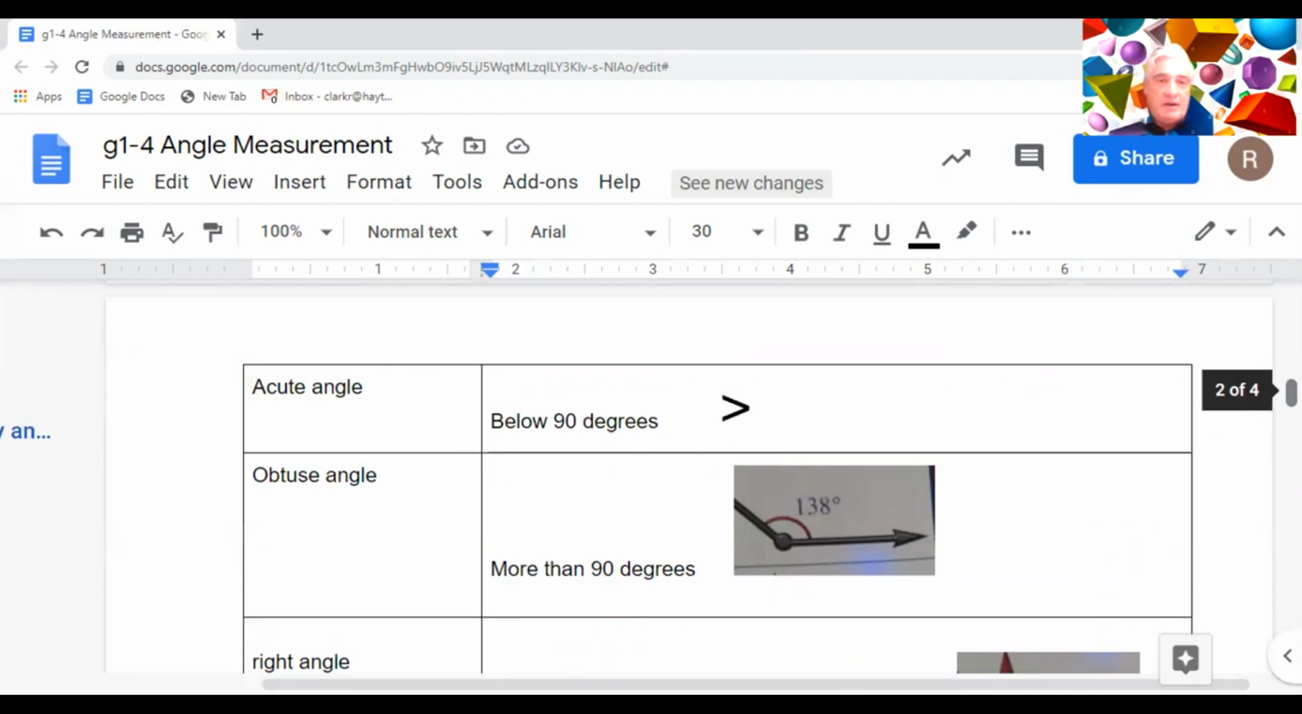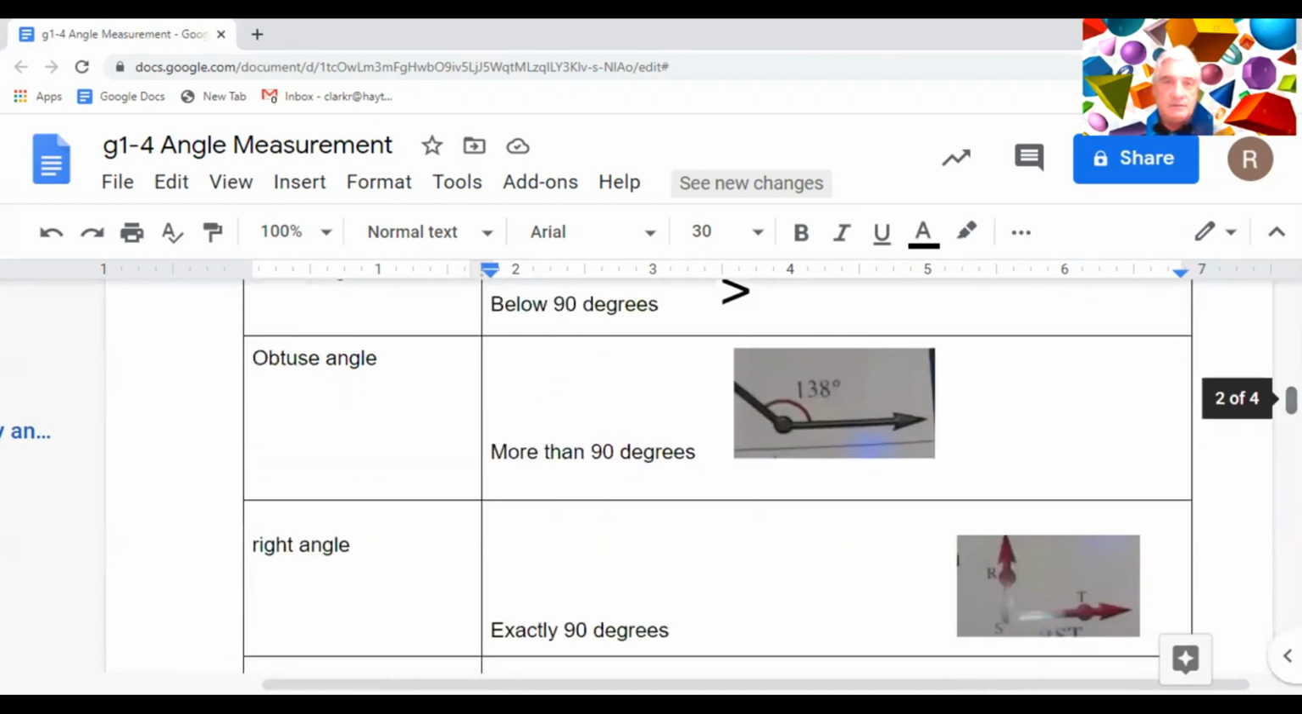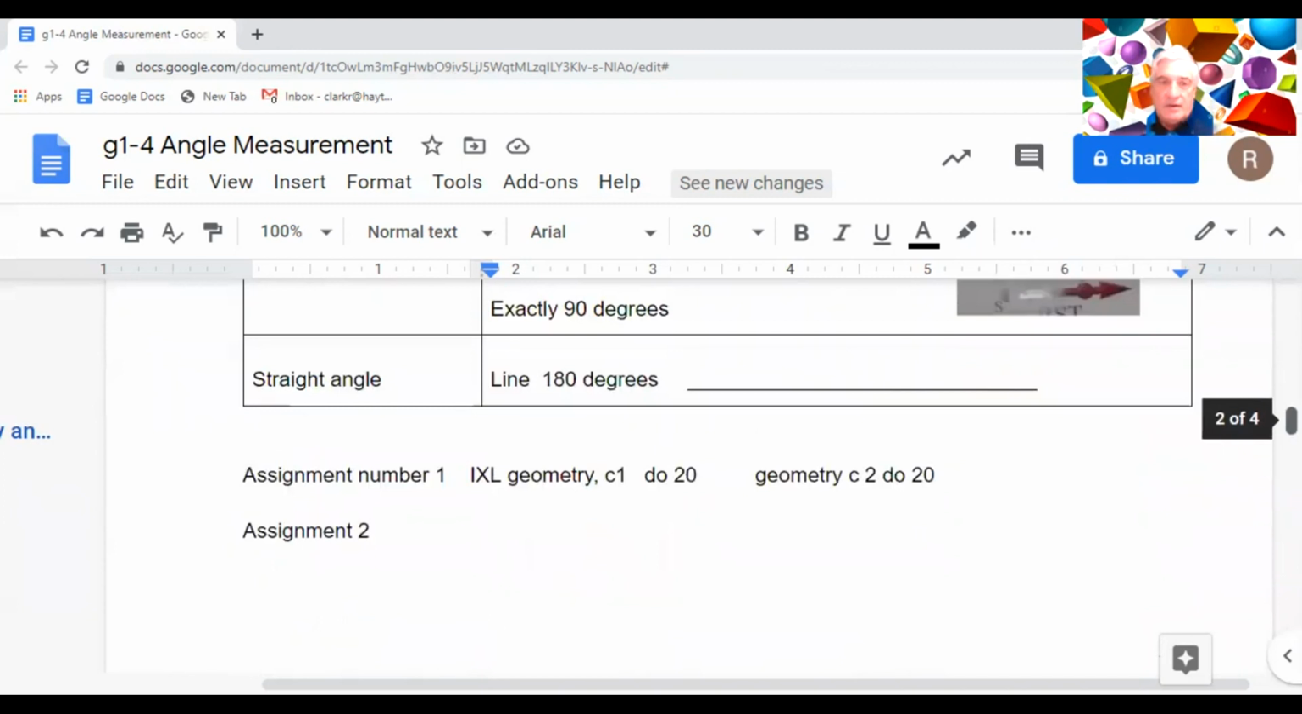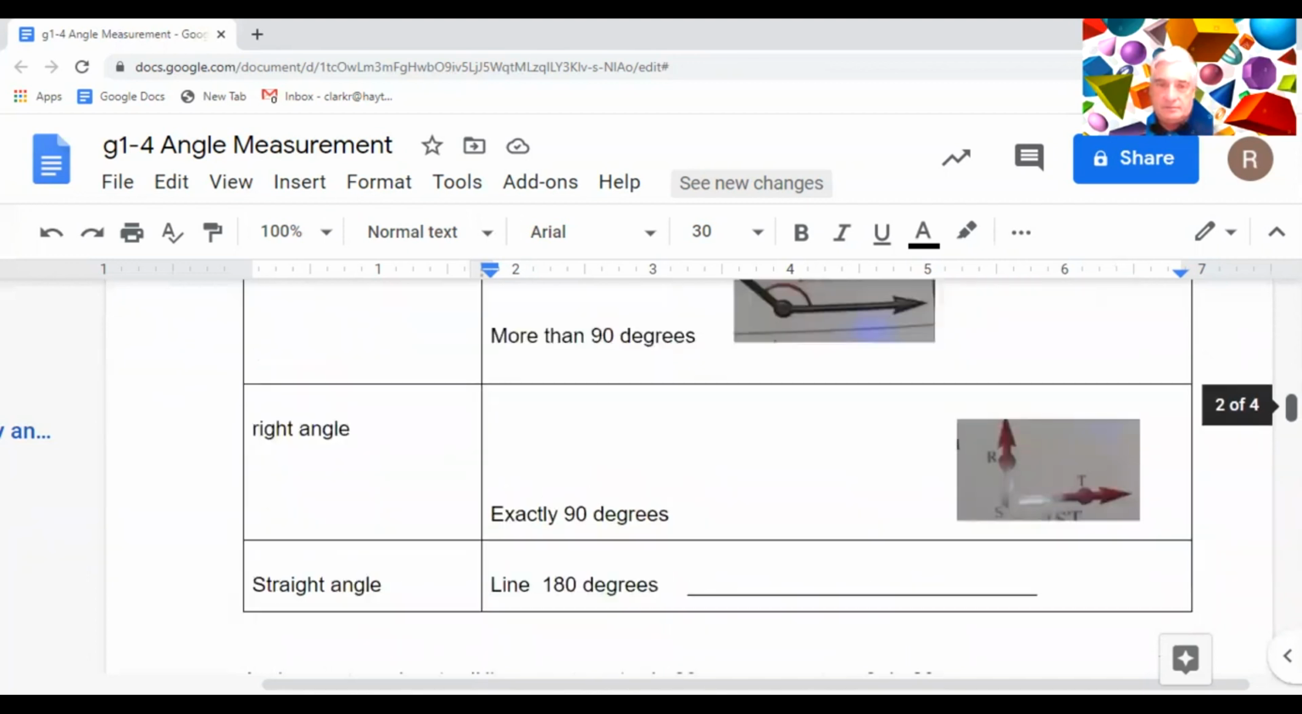Many of you know that an acute angle is any angle below 90 degrees. Then we have an obtuse angle. Obtuse angles are more than 90 degrees. The particular angle I'm showing here is 138 degrees. It's more than 90. Now, if you go all the way across, you get a straight angle. That looks like a line. That's 180 degrees. Then we have your right angle. It's exactly 90 degrees.